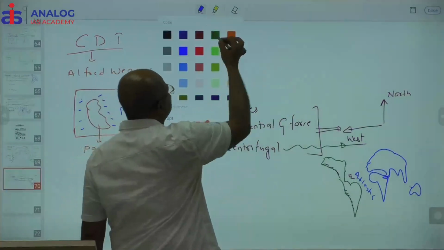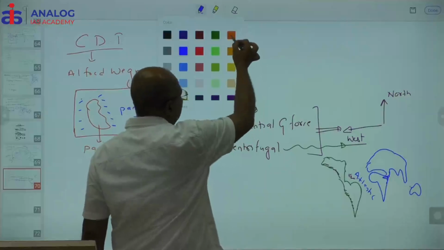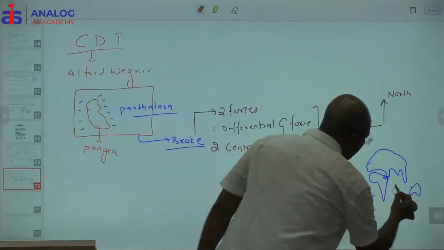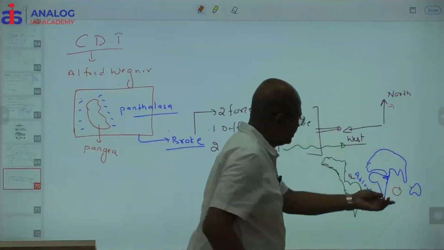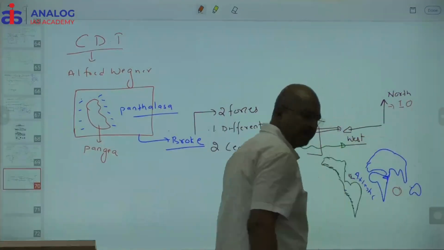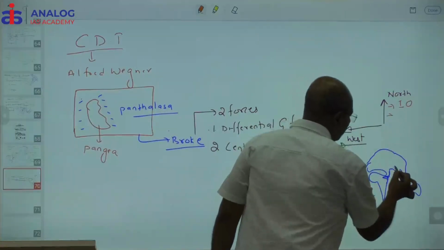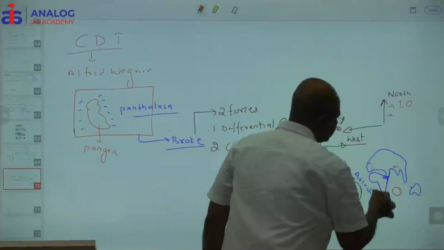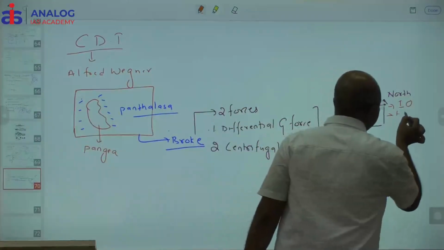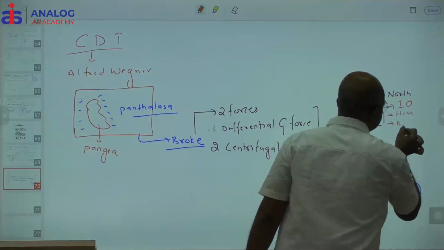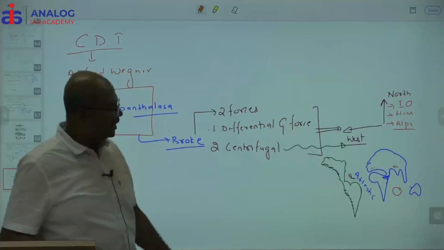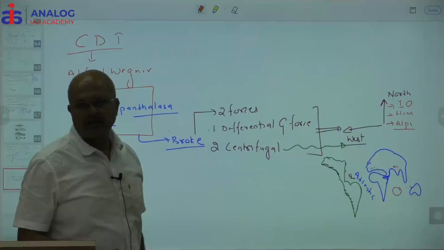And he also says that the northward push is responsible for creating this water body. Which water body? Indian Ocean. The northward push is responsible for the Indian Ocean. And it is also responsible for the formation of mountains here. Which mountains? Himalayas and Alps. Is it clear? So this is the continental drift.